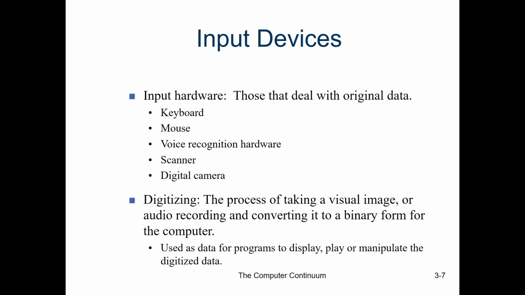Now, input hardware could be keyboard, mouse, voice recognition software, scanner, digital camera, or so many other things. And digitizing is the process of taking a visual image or audio recording and converting it to binary form for the computer, and used as data for programs to display, play, and manipulate the digitized data. So digitizing is basically, let's say I'm talking into the mic of the computer, and the computer is digitizing my voice and converting it into binary format so that it could store it or manipulate it. Okay, so that's how it works.